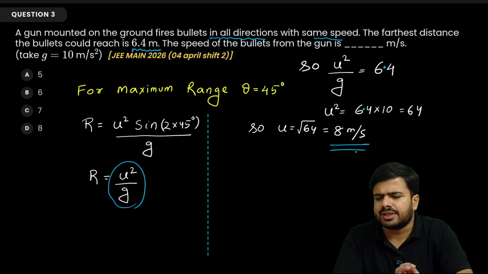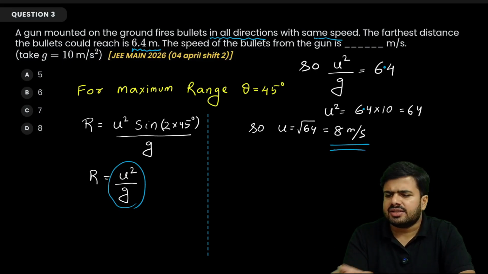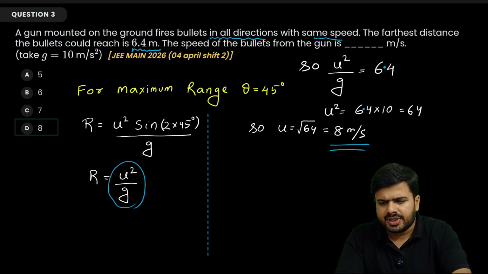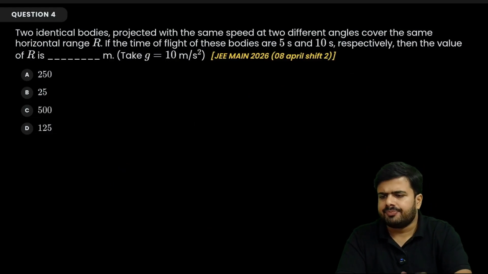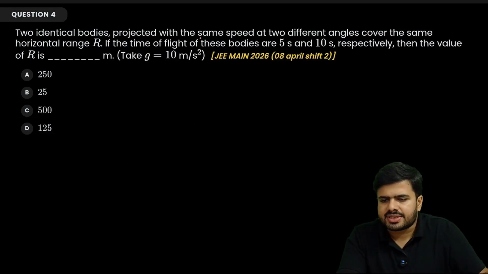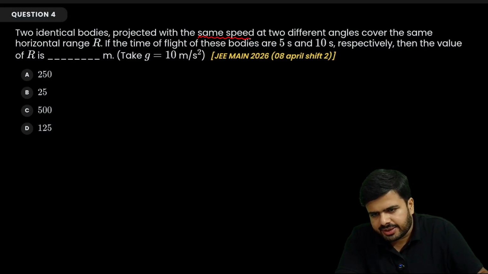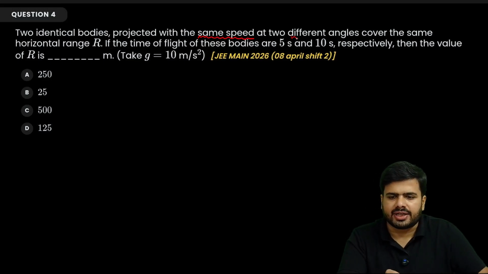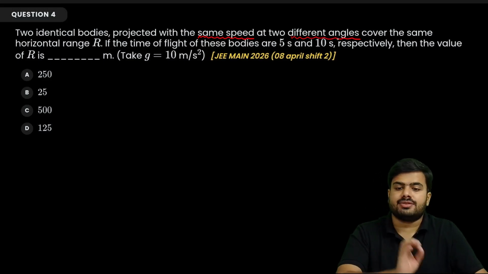Very simple question. You can see from projectile this year, they are asking direct formula-based questions. So let us see the next question. Two identical bodies are projected with the same speed at different angles. The angle of projection is different.